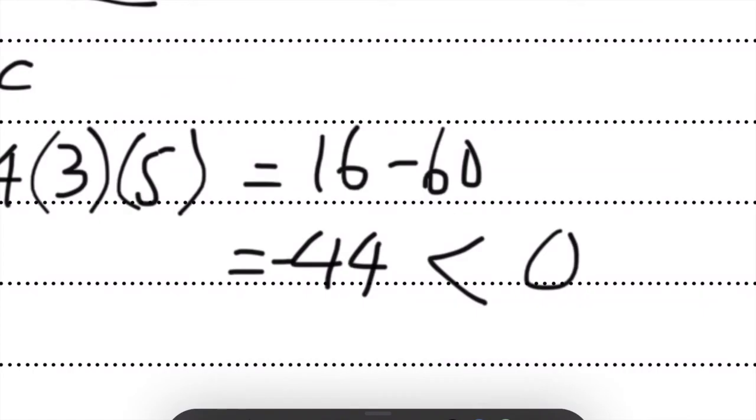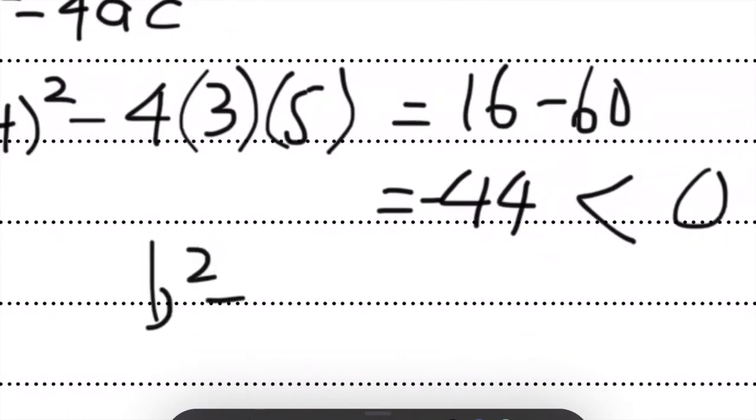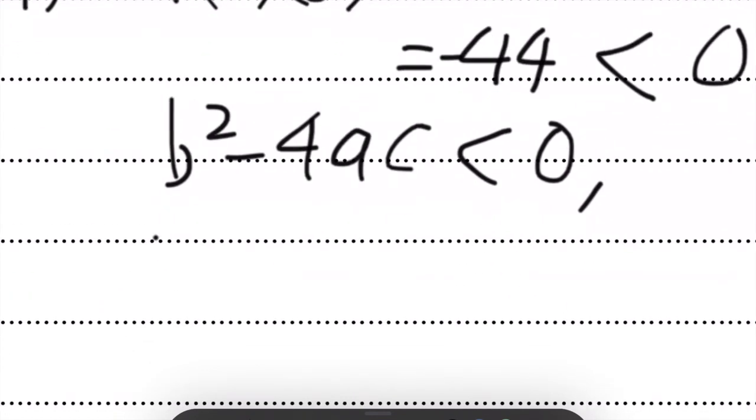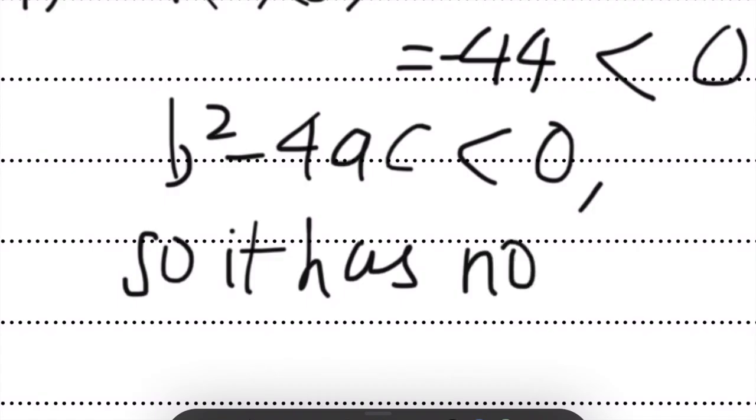Since this is smaller than 0, since the discriminant is smaller than 0, it has no stationary points.